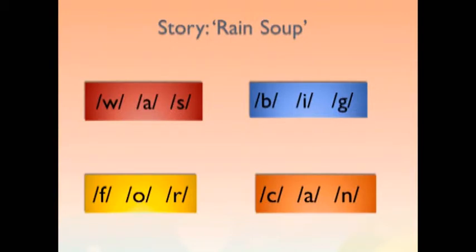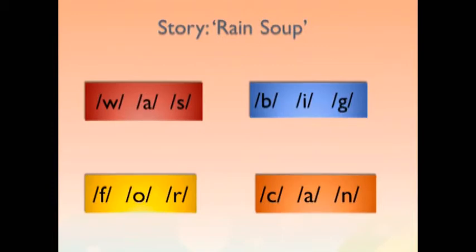The words are was, big, for, and can. They all have 3 letters, and they are all made up of 3 sounds. The word was has 3 sounds: W, a, z, was. The word big has 3 sounds: B, I, g. The word for has 3 sounds: F, o, r, for.